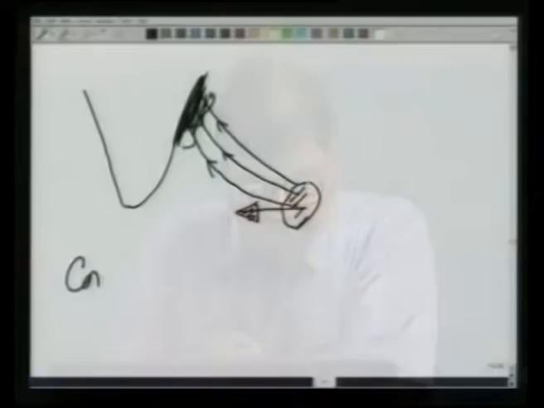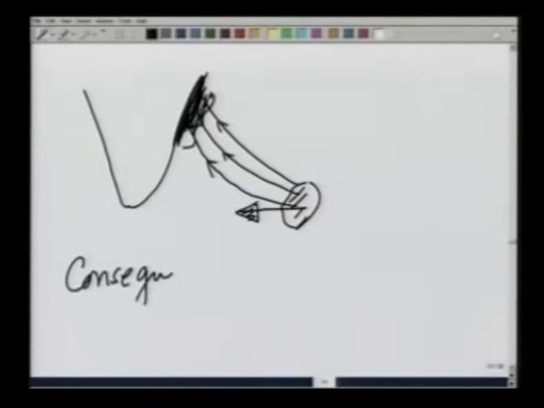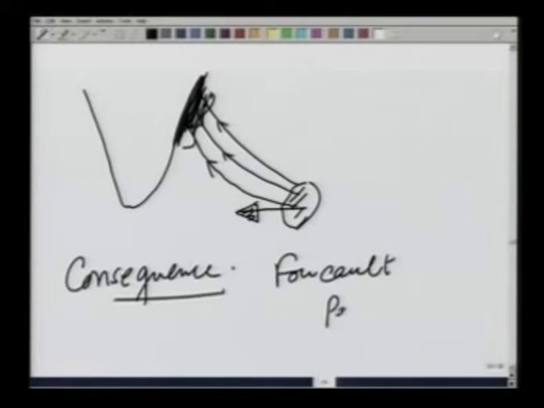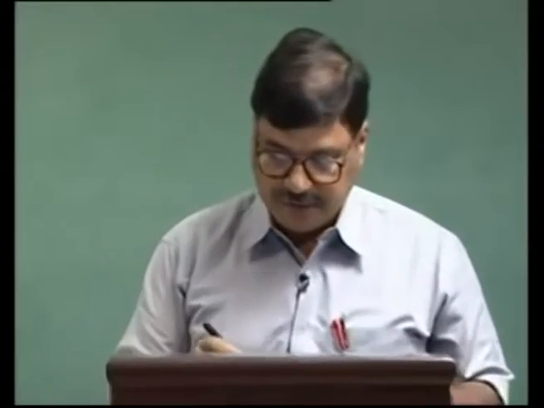Another consequence and a beautiful example of this is the Foucault pendulum. And let me explain that. That is always given as an example of Coriolis force. This was one of the first demonstrations of showing very clearly how the earth rotates.